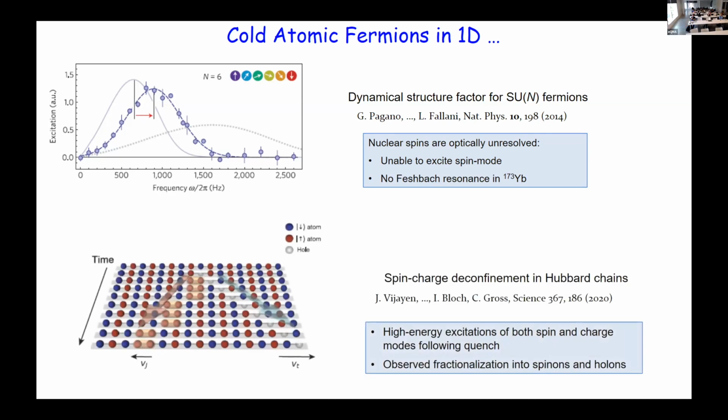All right, then more recently, Immanuel Bloch's group in Munich used a deconfinement transition where they blew away an atom from this two-dimensional plane filled with spin up and spin down atoms. And that created excitations that they could monitor in real time. And they could see that the spin mode moved more slowly than the density mode. So they were able to see in a very nice qualitative way this observed fractionalization into spinons and holons.